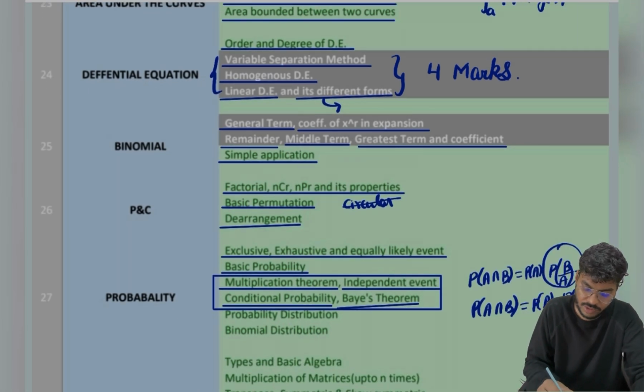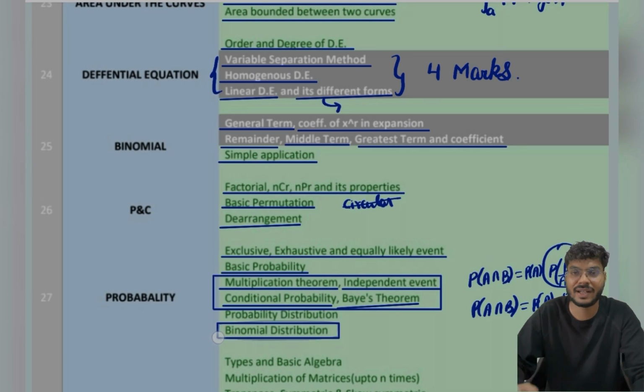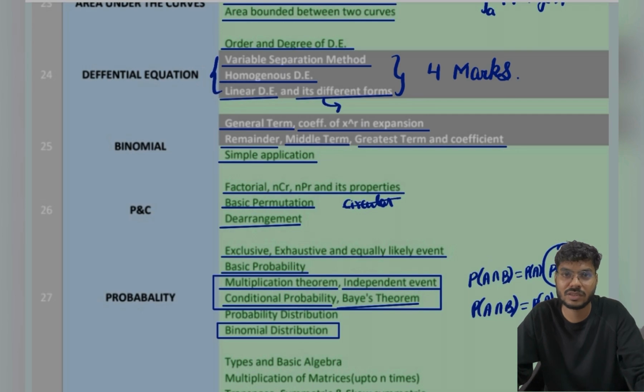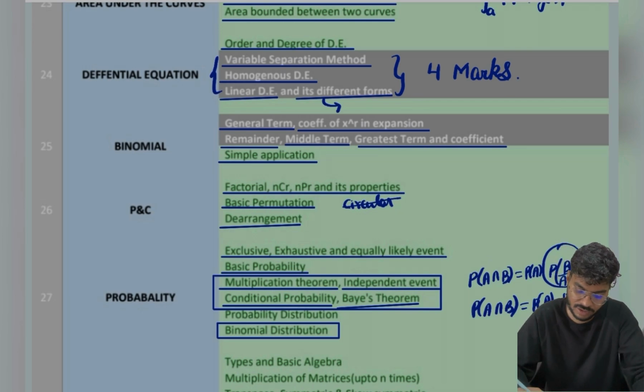Then probability distribution. In the probability distribution, what is important? The binomial distribution. Remember the binomial distribution. What is the mean of the binomial distribution? What is the variance of the binomial distribution?